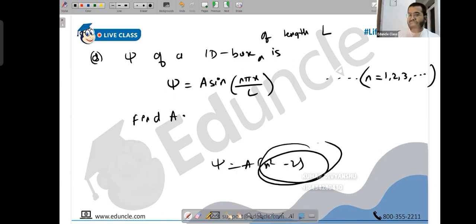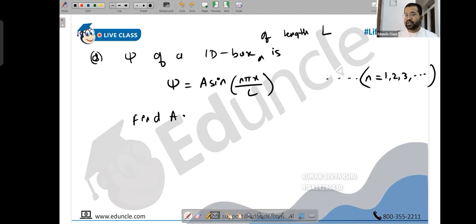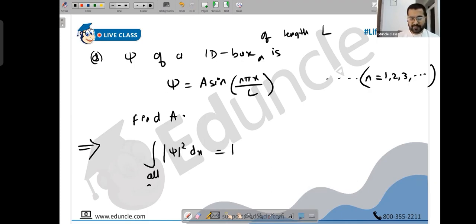A function will be given, and they will ask you to find the value of A. That's it. So how can we find it using the normalization condition? What is the normalization condition? Integration of mod psi square dx over all space is 1. This is how we can always find it using the normalization condition.